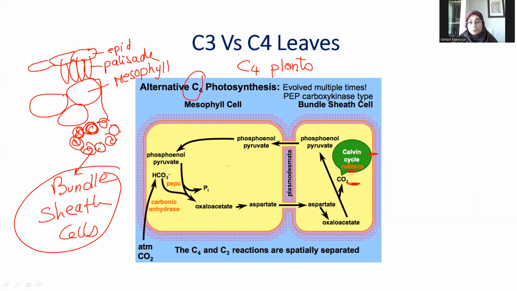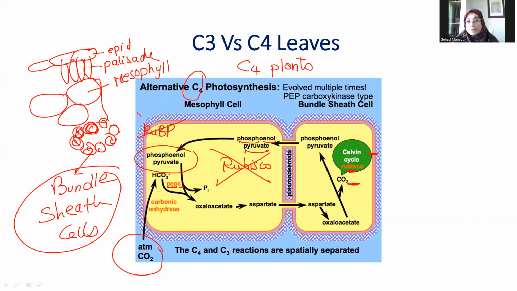How can we prevent this? First of all, Rubisco is not present here. The enzyme that is present here is not Rubisco, but an enzyme called PEPC, or phosphoenol pyruvate carboxylase. So it fixes carbon dioxide to a compound other than ribulose biphosphate. So neither ribulose biphosphate nor Rubisco are present here. We fix carbon dioxide to phosphoenol pyruvic acid, and we get oxaloacetic acid.